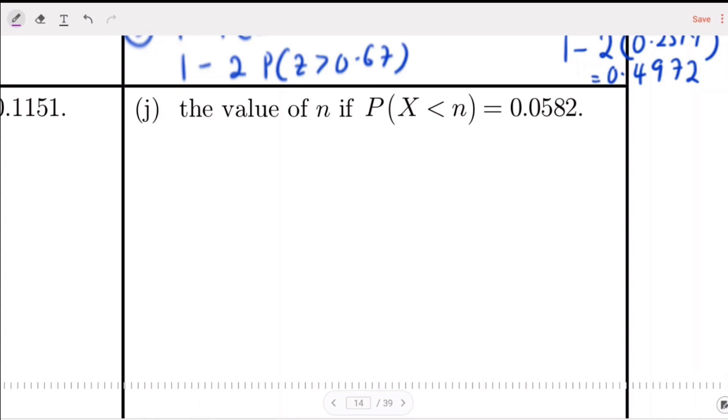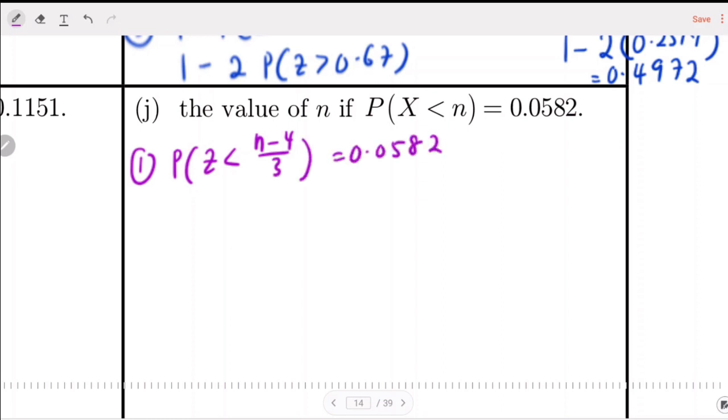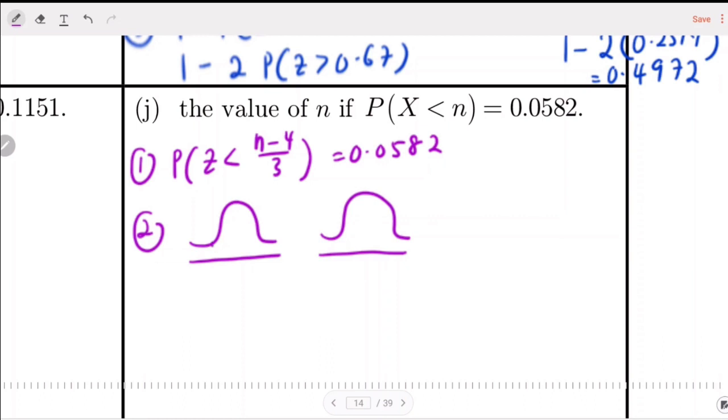Next, find the value of n if probability X less than n equals 0.0582. As usual, for normal distribution, we have 4 different steps. The first one is to standardize. Second step, sketch the bell shape. But since our Z is unknown, I'm going to sketch 2 different bell shapes to check which one is the correct one.